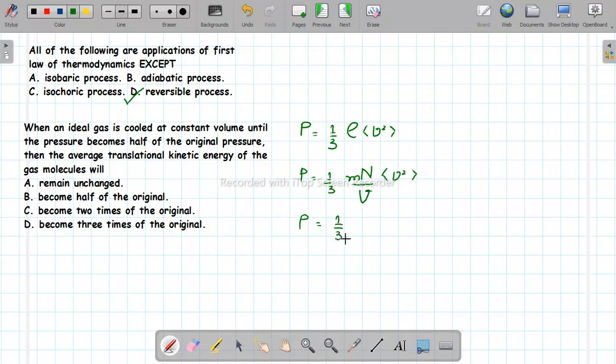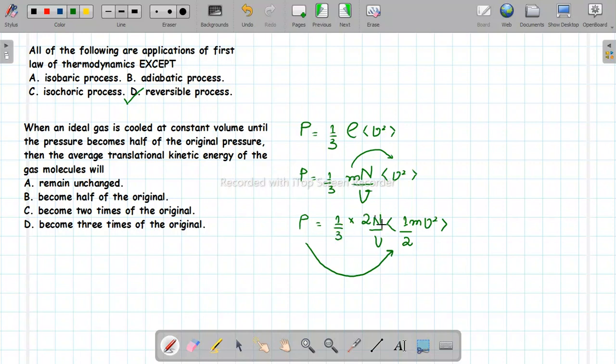We know that kinetic energy is half mv square. We already have v square here. Just shift this m here and divide this equation with 2. In order to balance, just multiply this equation with 2 as well. And this n over v as it is, right? This is the equation which relates pressure to the average kinetic energy of gas molecules.